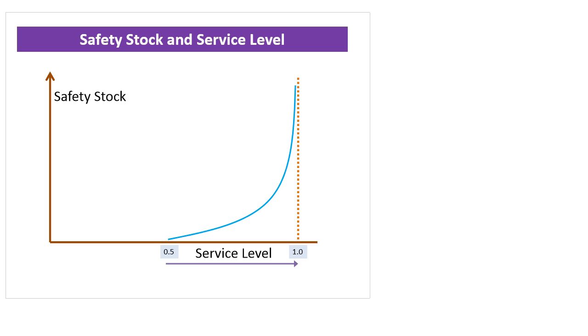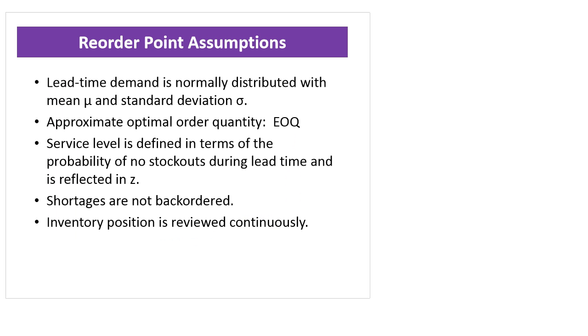We have to find some medium ground. Quickly, the assumptions of our model are that demand is normally distributed, and we can use our EOQ model. The service level is found in terms of no stock outs during lead time and reflected by a Z. And as I said before, our inventory position is reviewed continuously.